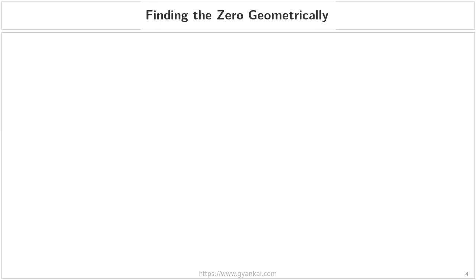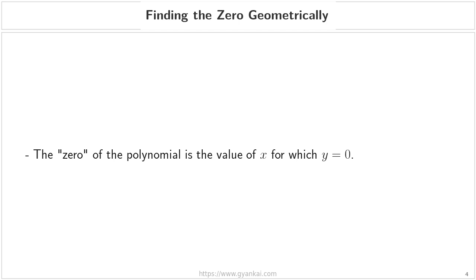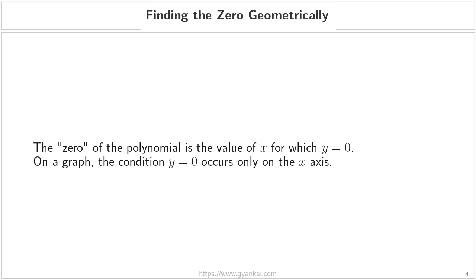Finding the zero geometrically. Think back to our first slide, where we defined a zero as the value that makes the polynomial equal to 0. When we move from an equation to a graph, we treat the polynomial as a function, which we call y equals p of x. So, finding the zero is essentially asking, at what point does the value of y become 0? If you look at a Cartesian plane, where does the value of y equal 0? It happens exactly when we are sitting right on the x-axis.